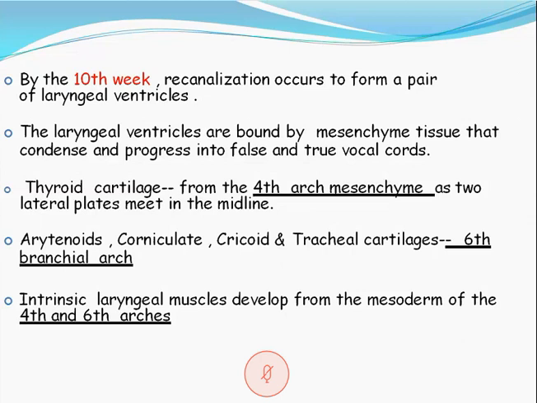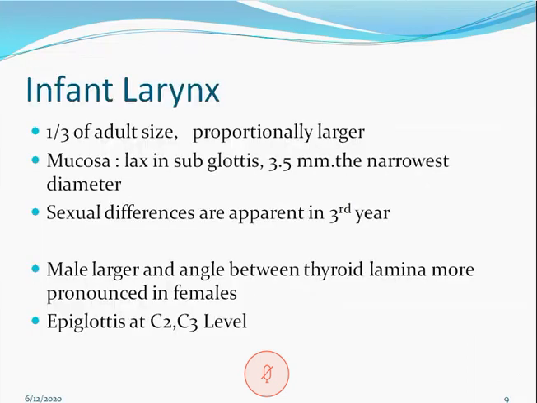The laryngeal ventricles are bounded by mesenchymal tissue that progresses into the false and true vocal cords or ligaments. The thyroid cartilage, as you know already, develops from the 4th arch mesenchyma, and the arytenoid, corniculate, and cricoid cartilage, tracheal cartilage develop from the 6th branchial arch. The intrinsic muscles, which act on the movement of the larynx, develop from the mesoderm of the 4th and 6th arches.